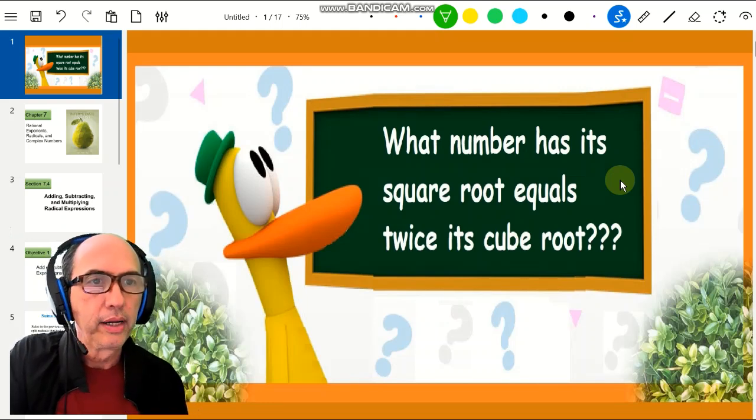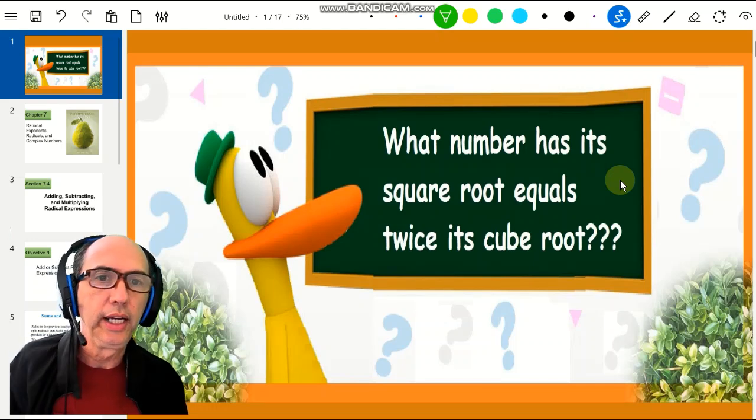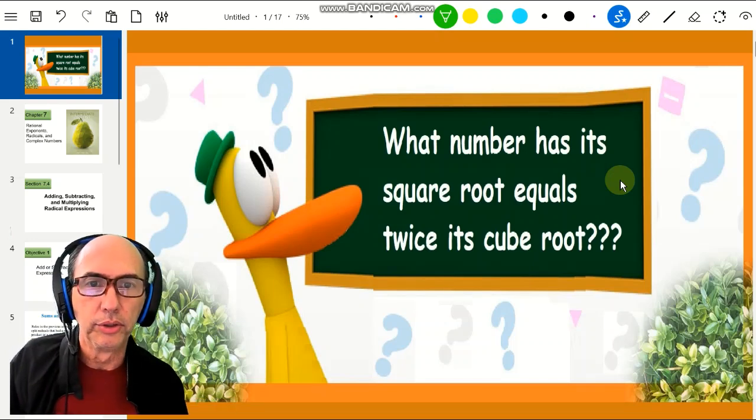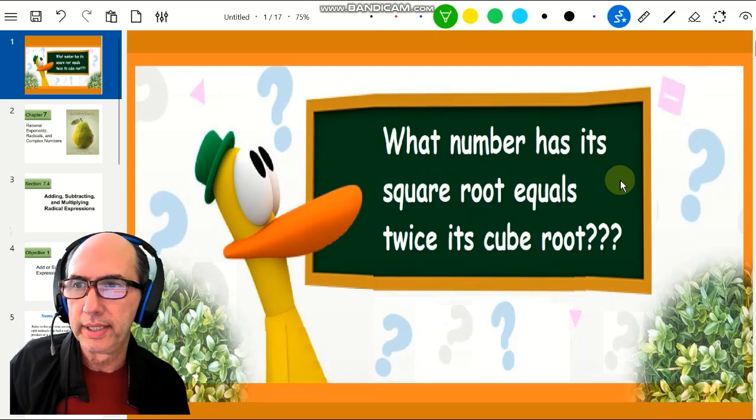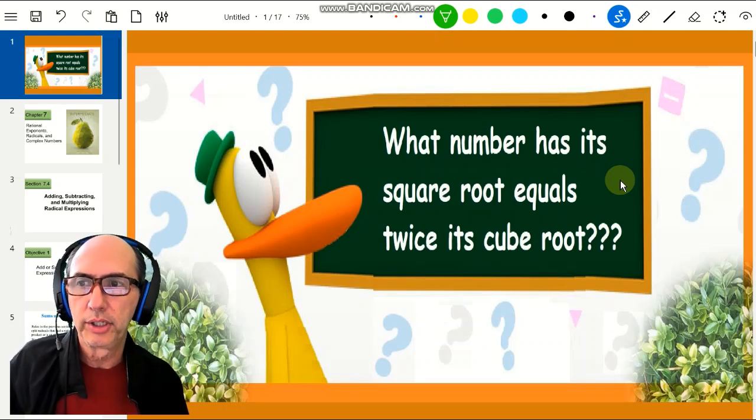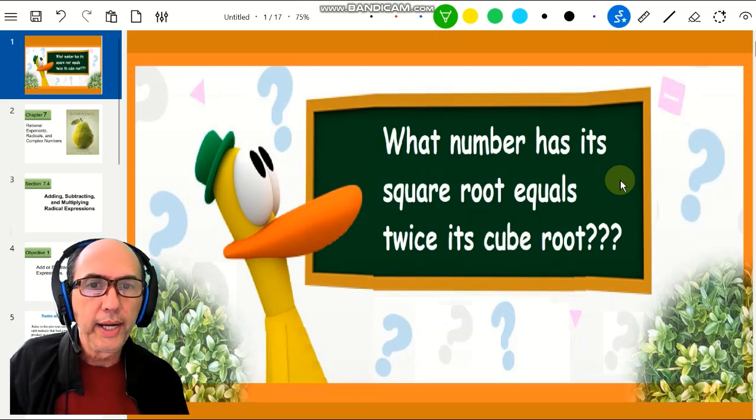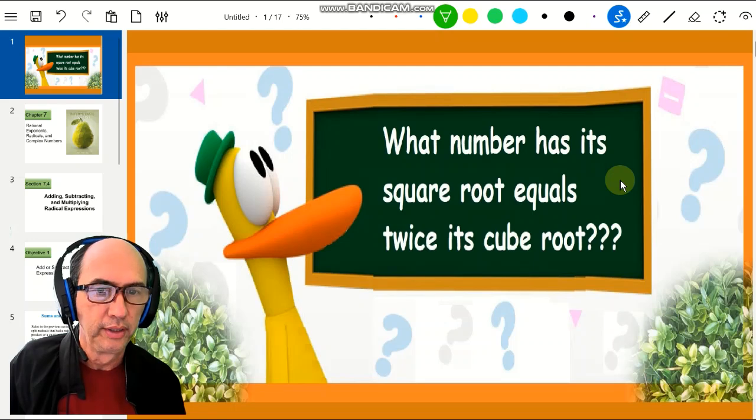Hello, we are back with our intermediate algebra course, and the challenge today is about radicals, because we are on chapter 7, that's about radical exponents. What number has its square root equals twice its cube root?